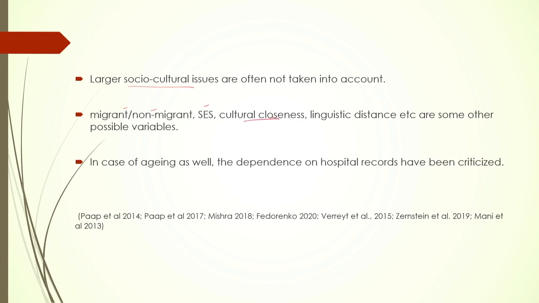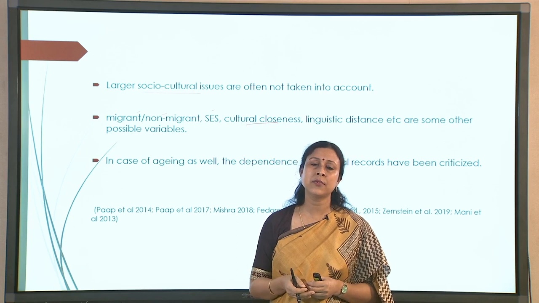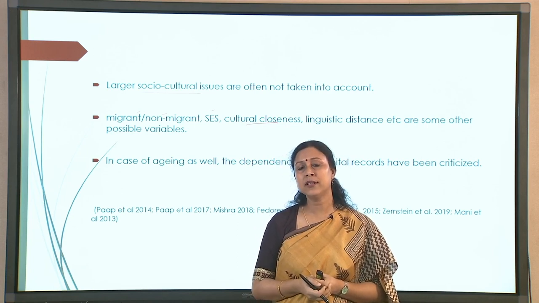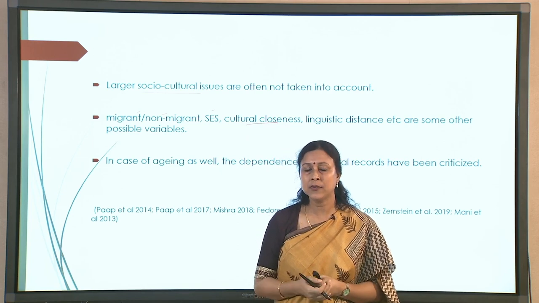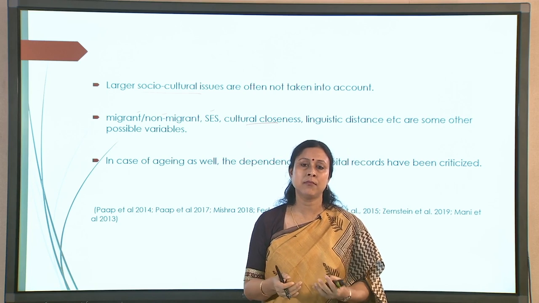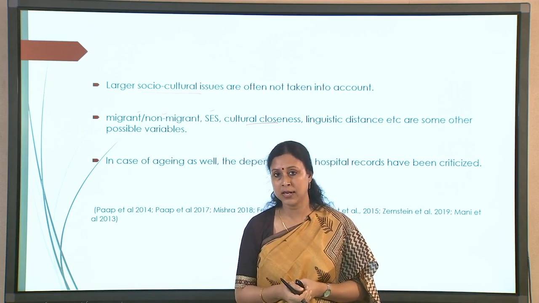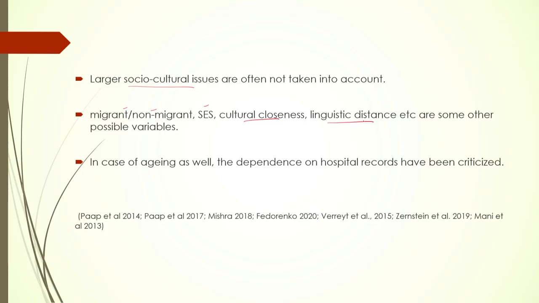Cultural closeness is yet another. Whereas we find a lot of impact of the incongruent condition in the case of Chinese English bilinguals, the same kind of impact in the incongruent condition is probably not possible in language groups that are culturally close. Then linguistic distance is yet another factor. Again, going back to the Iranian study, they found that when the language pair are linguistically close, the results are completely different compared to when the language pairs are linguistically different, structurally different. So there are so many other areas that have now come up as probable confounding variables.